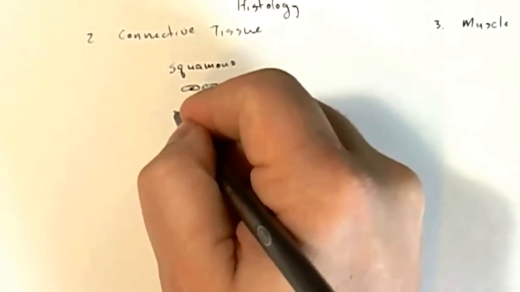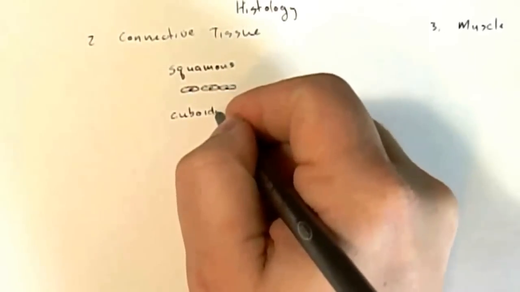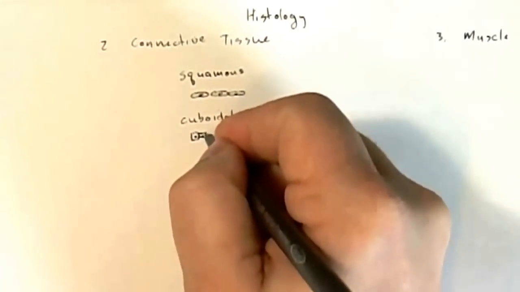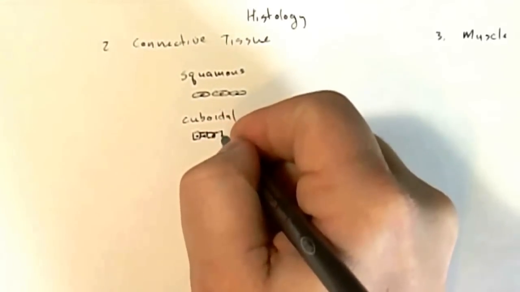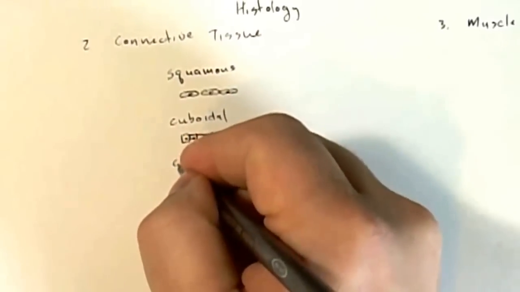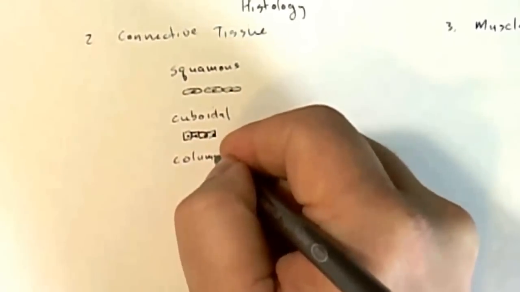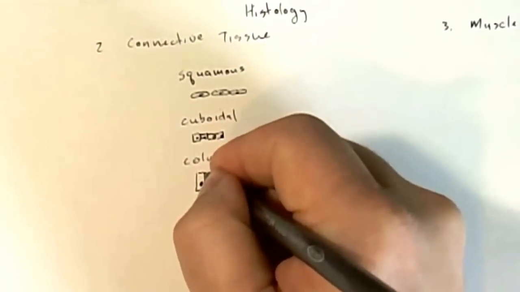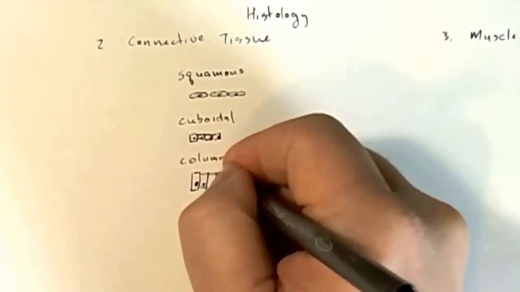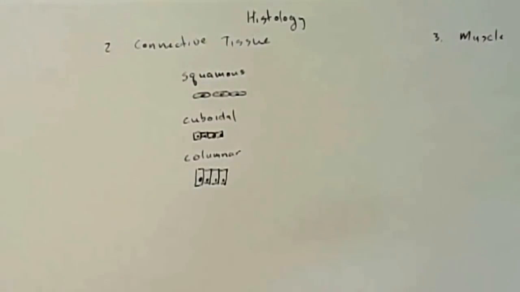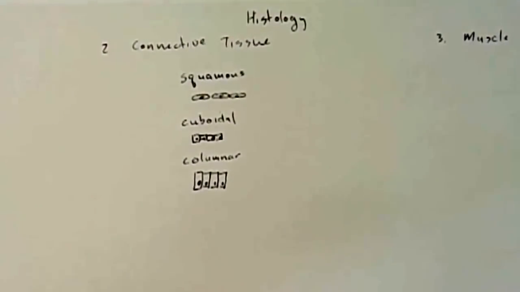Or you can have a cuboidal cell, and these, as the name suggests, look like cubes. You can also have a columnar cell, which also, as the name suggests, looks like columns. I'm just doing this in cartoon form for now, just so that we can lay out the different types. So those are the main cell types.